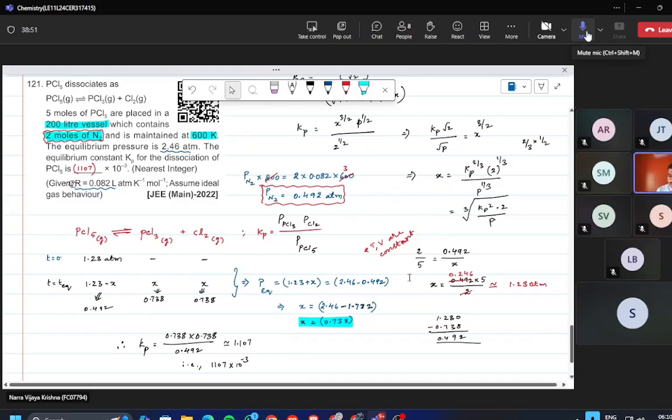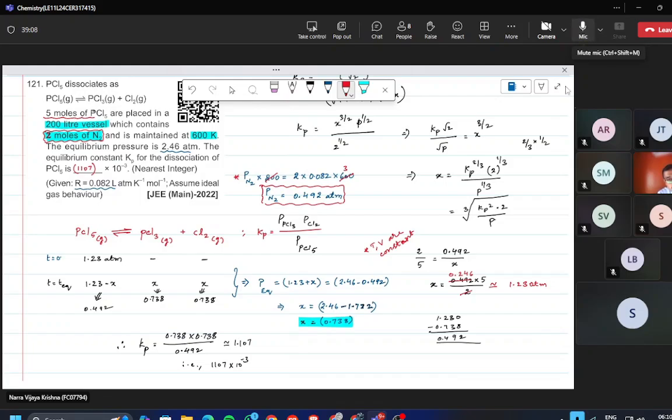I brought a relation like this, man. First, by using PV equal to nRT, number of moles of N2 is 2, na? So for 2 moles, what is the pressure? I got this value. If 2 moles pressure is this much, then what is the pressure of 5 moles? No, 5 moles of PCl5. Correct, na? Yes.